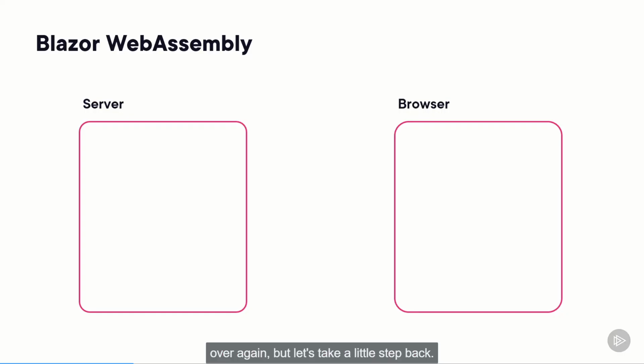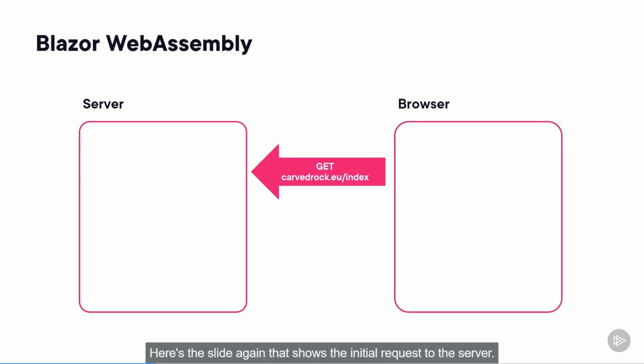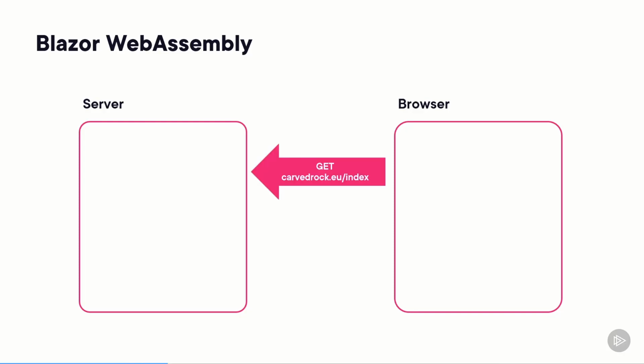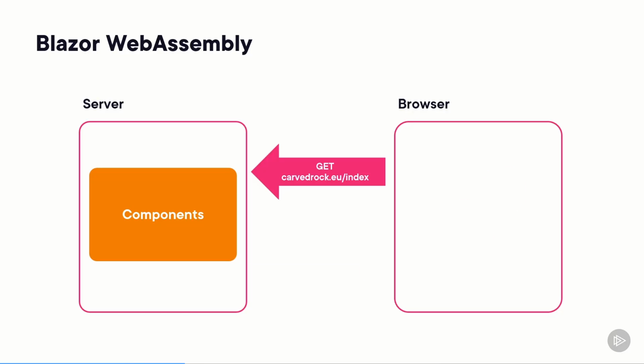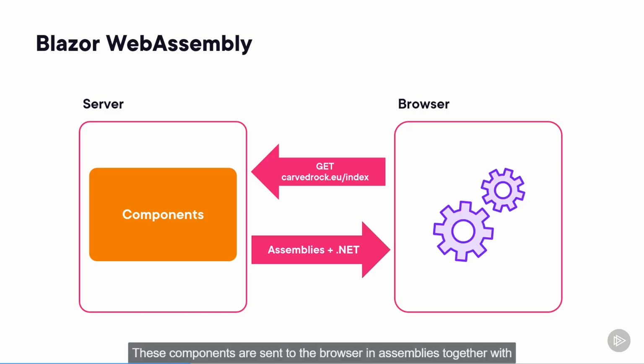But let's take a little step back. Maybe you still have a burning question like, but browsers don't understand C#, so how does this work? Here's the slide again that shows the initial request to the server. The server has a user interface in the form of components written using Razor and C#. These components are sent to the browser in assemblies together with the .NET runtime that can render the components.